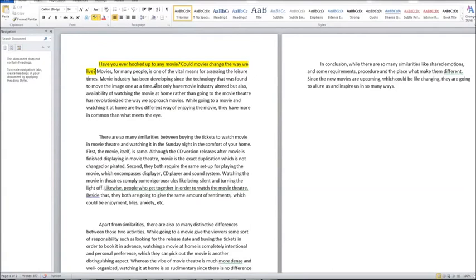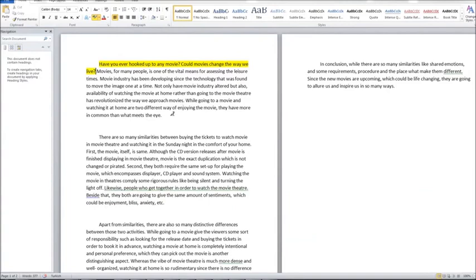In the next sentences, not only has the movie industry altered, but also the availability of watching movies at home rather than going to the movie theater has revolutionized the way we approach movies. Right now you can feel that the next sentence is going to be the thesis statement, because those three sentences, from the question to the last one, show where we're going and what we're going to talk about in this essay.